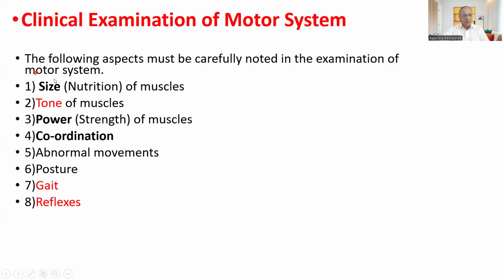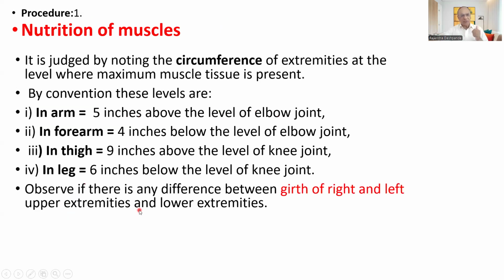For example, size, tone, power and coordination only we will discuss in part 1. And in part 2, we will go for abnormal movements, posture, gait and reflexes. I think the point is very clear. In the first part, you will get the knowledge of these first 4 points, and in the second part, you will get the knowledge of the remaining 4 points of motor system examination.